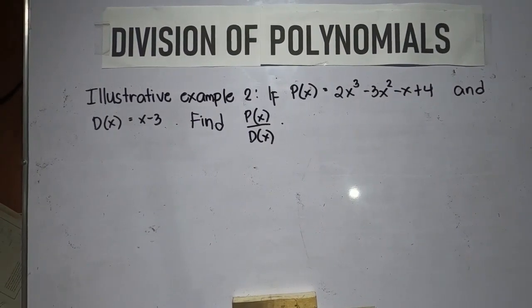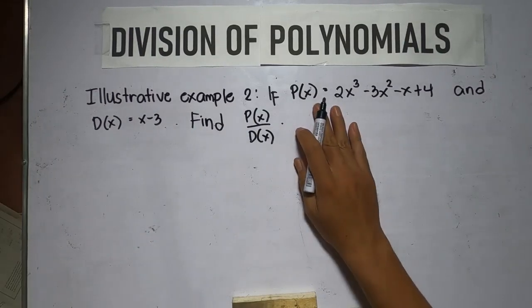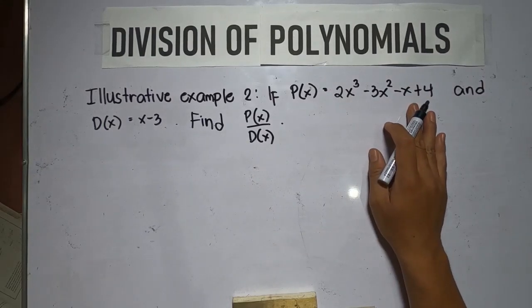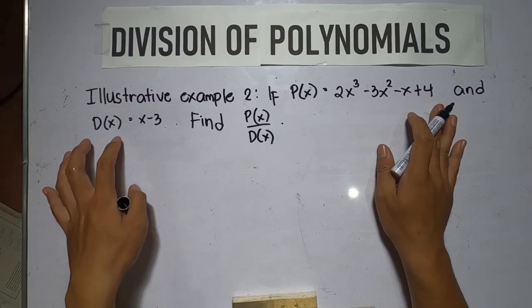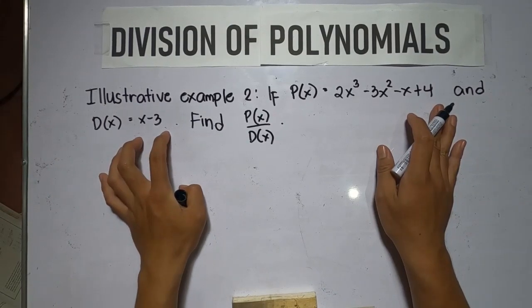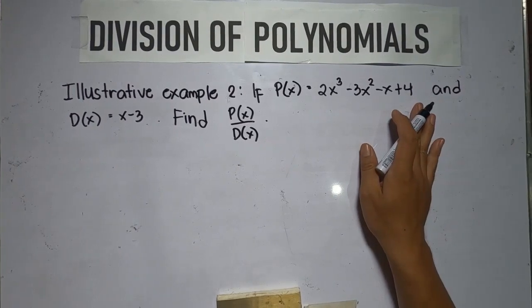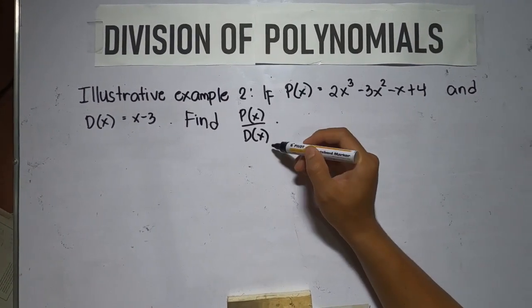Let's now consider illustrative example number 2. It states that if p of x is equal to 2x cubed minus 3x squared minus x plus 4 and d of x is equal to x minus 3, find p of x divided by d of x. So in this example, polynomials are expressed as functions. Given that p of x is 2x cubed minus 3x squared minus x plus 4, that will be divided by d of x, which is x minus 3. That just simply means we will divide p of x by d of x.